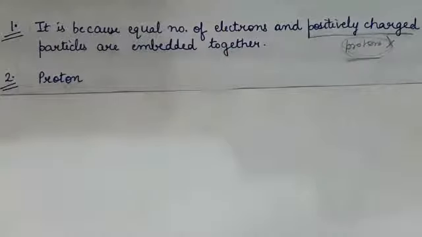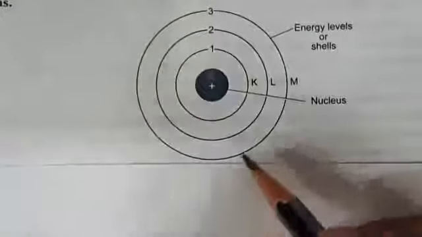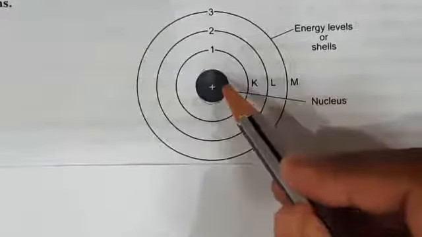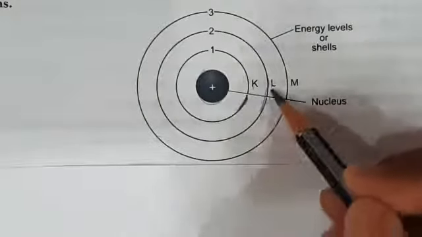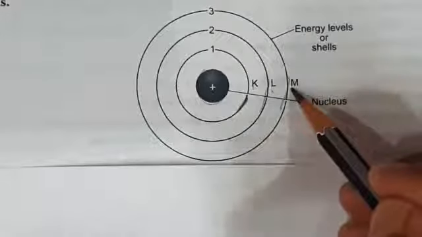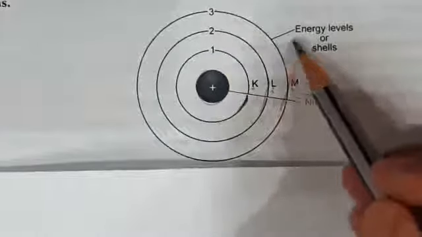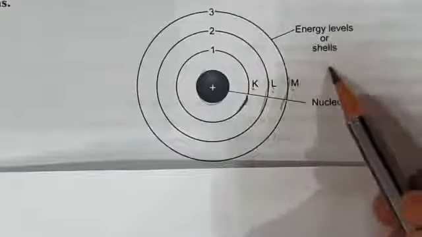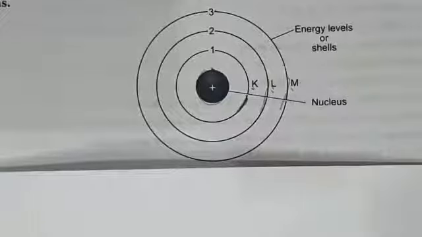Moving ahead to question number 3. Draw a sketch of Bohr's model of an atom with 3 shells. So this is the answer. You will draw nucleus, then first shell, that is K, second shell, that is L, third shell, that is M. So first, second, third, K, L, M. These are called as energy levels or shells, and this is nucleus. Okay? So this is question number 3.